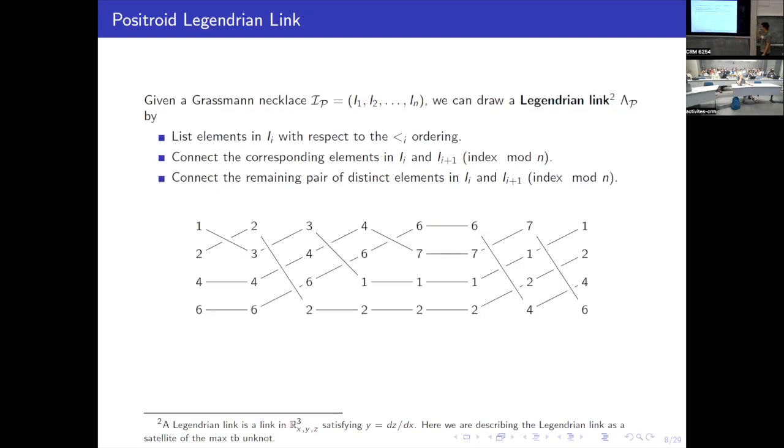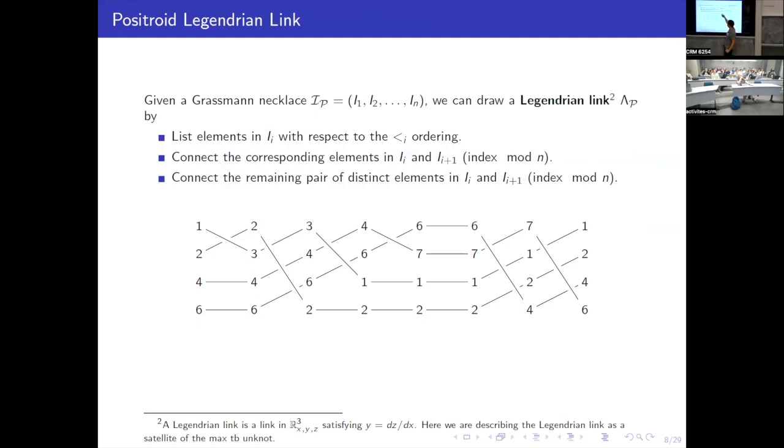So let me give you an example. So this is a Grassmann necklace. You order each of them with respect to the less-than-i order. So 1, 2, 3, 4; 2, 3, 4, 6; 3, 4, 6, 2; 4, 6, 1, 2. So this is less than 4, less than 5. You see that less than 5 actually starts with 6 because 5 is missing, and that's okay.